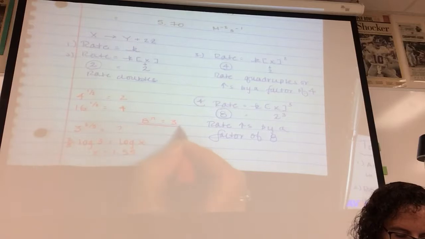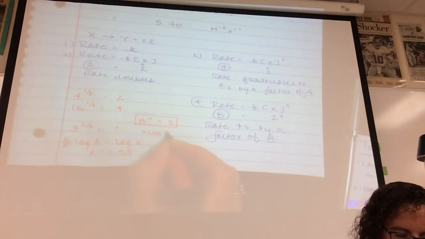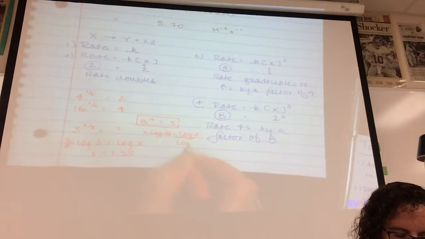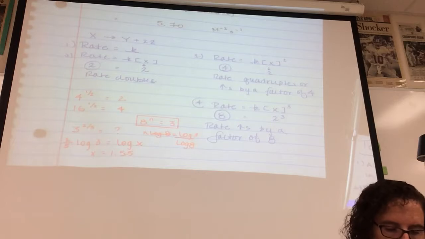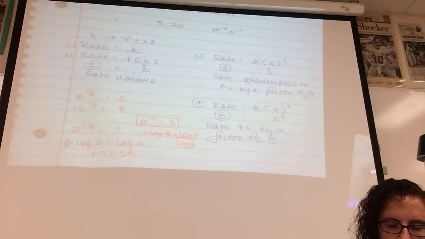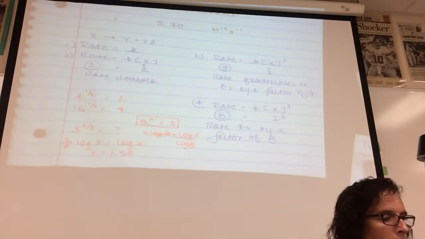But if they do this, then you're going to need n log of 8 is equal to log of 3, and then you would do that. But you're making it harder than it is. It's not going to be that hard. I mean, AP Chem is ridiculously hard, but this is getting even harder than they're going to make it. All right.